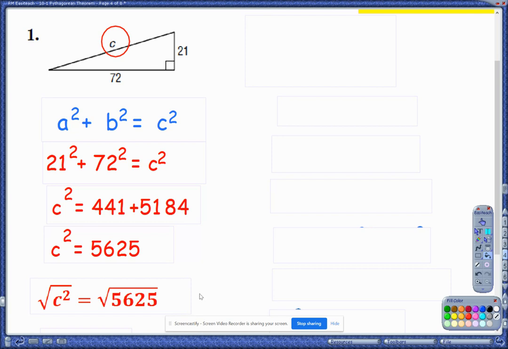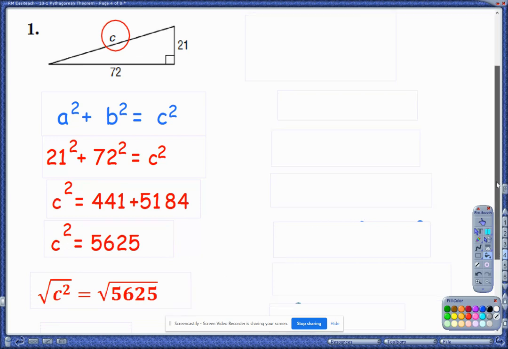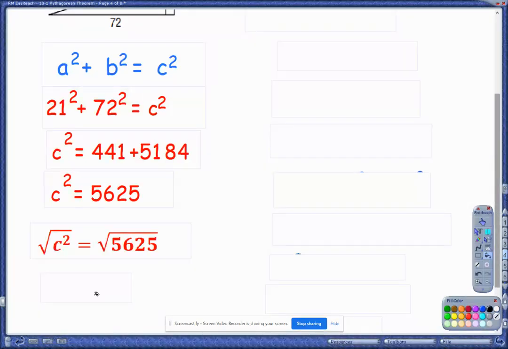And you have to find the square root of both sides. Remember, we solve equations by using inverse operations, and the inverse of square is square root. So the square root of C squared and the square root of 5625. And once you do the math in the calculator, C is equal to 75.